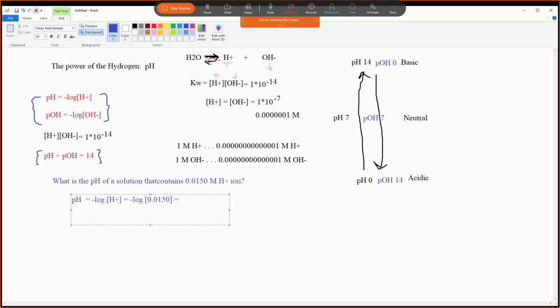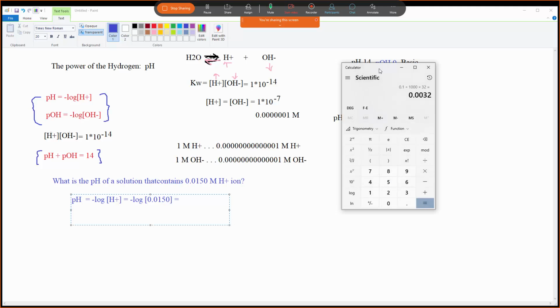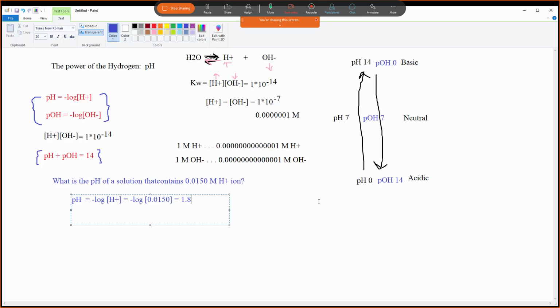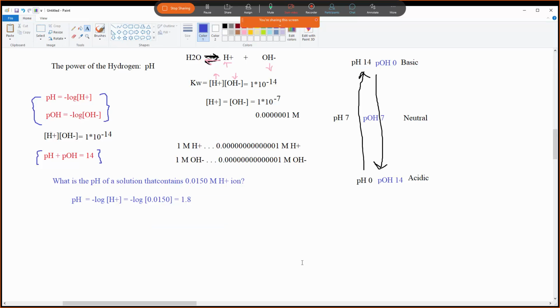Now, if you have your calculators, please pull them out and try it. Everybody's calculator is going to do this a little bit differently. For some of them, like this one I know, it wants me to put in the number and then hit the log button and then hit the negative sign. So it's like I'm going backwards. I put in 0.0150 log negative. But for some of yours, you're going to want to put the negative sign and then the log and then put that in brackets and then hit enter. It's different depending on what calculator you have. But practice it. You should get 1.8 as your pH. Is that what you got?